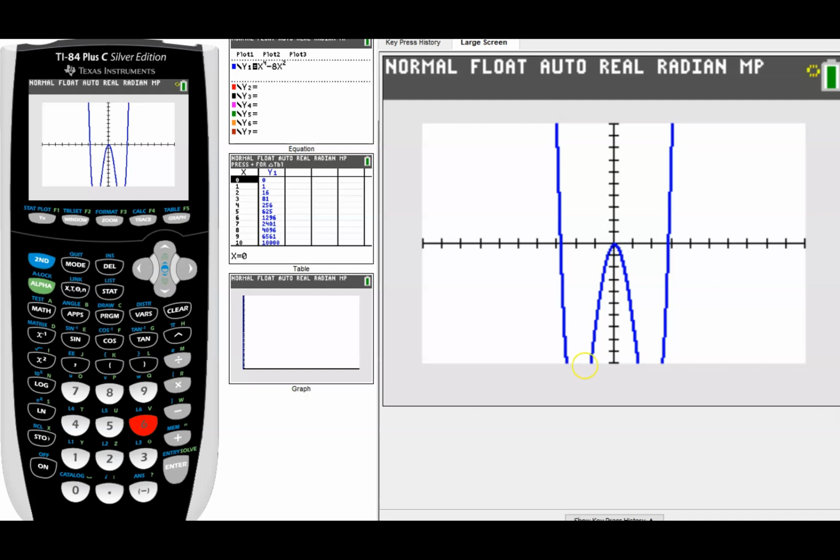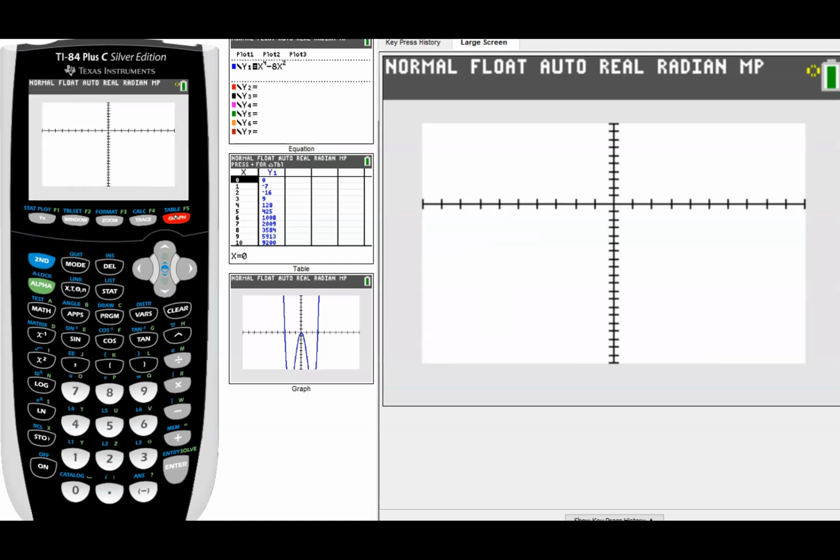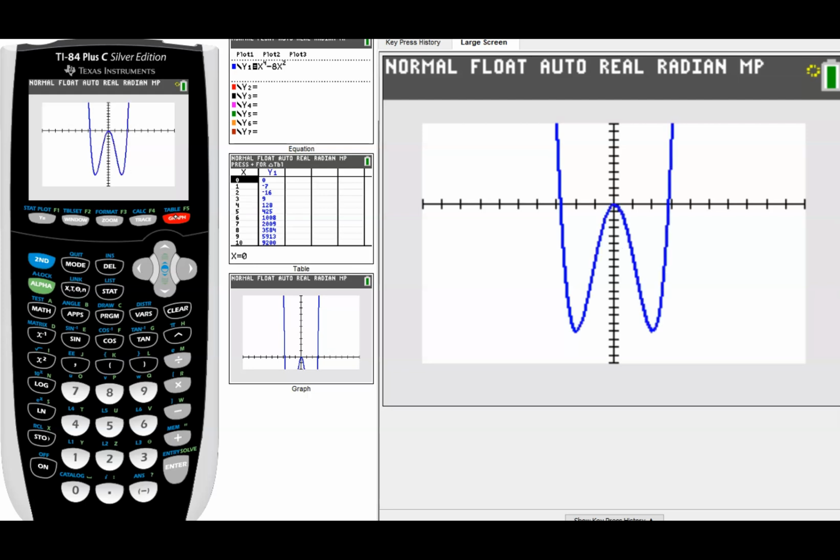But notice I can't see the minimums on here, so I need to make my y negative a little bit lower. So I'm going to go into my window over here. I'm going to go to my y negative. I'm going to say negative 20 just to make that a little bit deeper. And here's my new graph, and I can see my 2 minimums right here and my maximum right here.